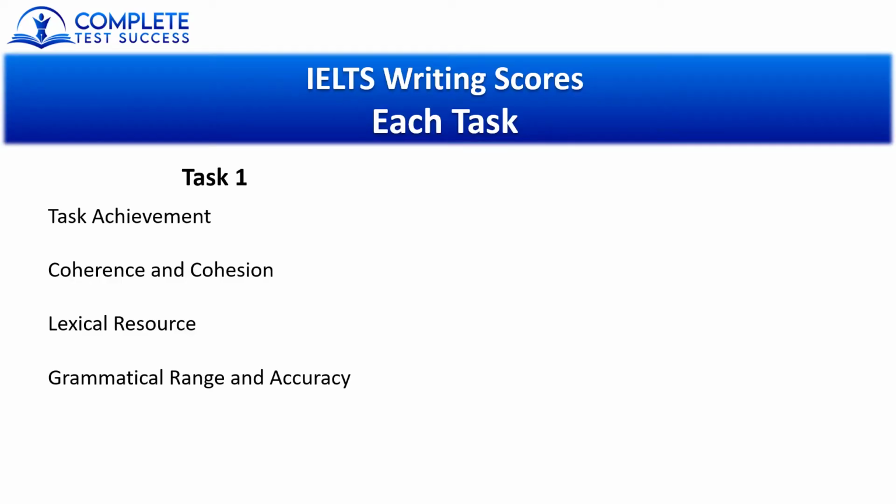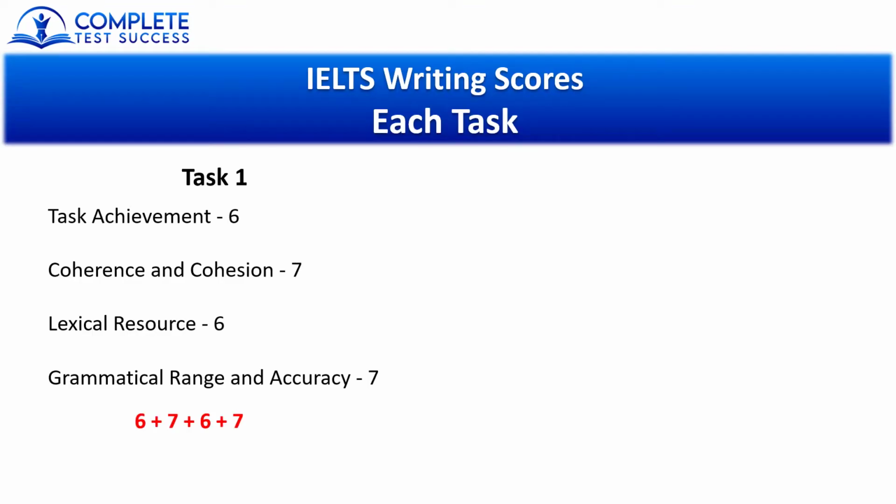So let's have a look at how the score is determined for task 1 and for task 2 first, and we will look at how those are combined to make your IELTS writing score after that. So let's say your band scores for task 1 were 6 for task achievement, 7 for coherence and cohesion, 6 for lexical resource, and 7 for grammatical range and accuracy. And this is pretty straightforward. We just get the average of those 4 band scores. So that will be 6 plus 7 plus 6 plus 7 is 26. And we divide that by 4, which gives us 6.5. So for this task 1 answer, the overall band score is 6.5.